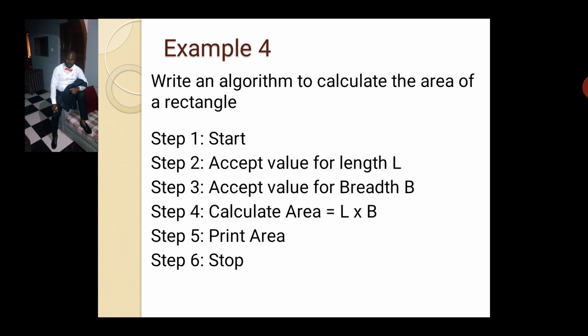All right. So the first step here, we normally start. Second step, you accept a value for length L. Third step, you accept a value for breadth B. Now the fourth step, you calculate the area, which is equal to length times breadth. Step 5, you print area. On step 6, you stop or you end. Okay, I think it's simple. It's just a step-by-step process of solving a problem.